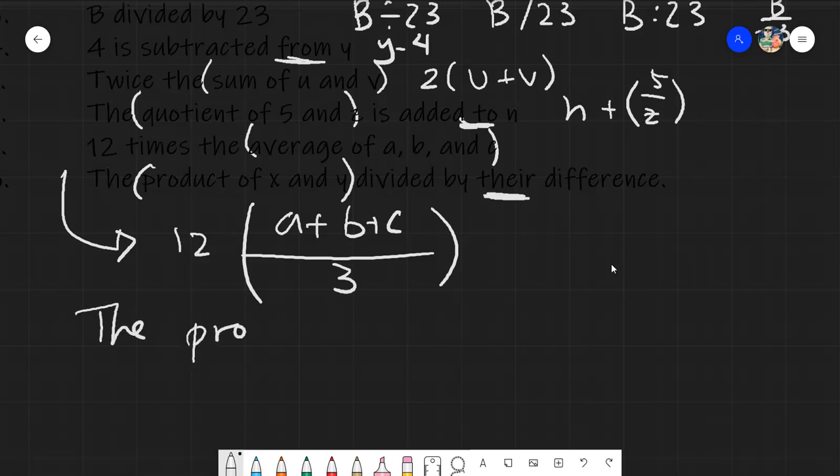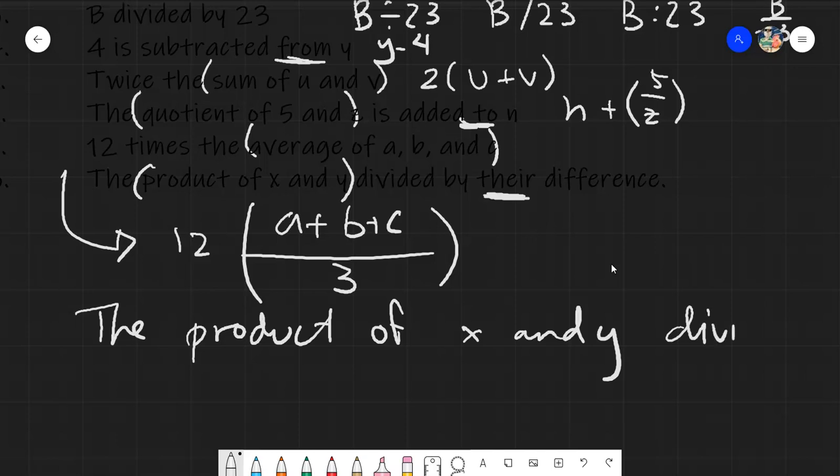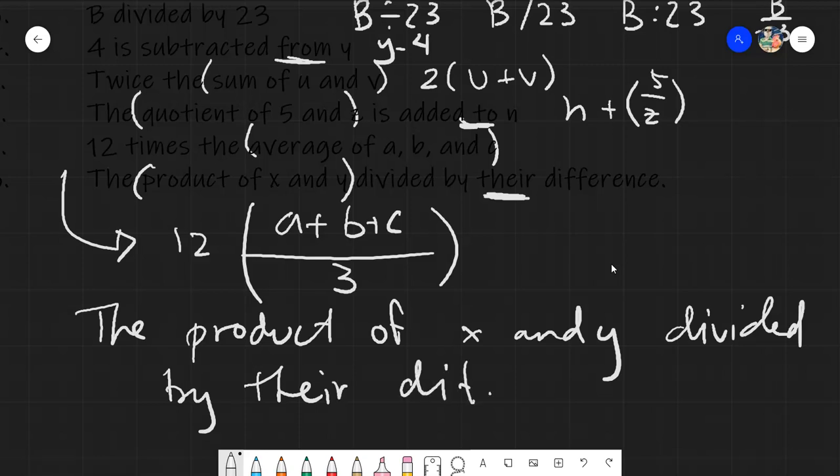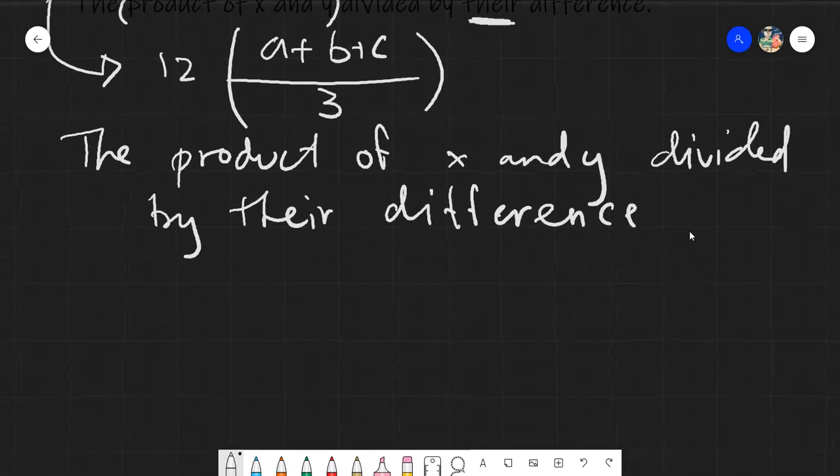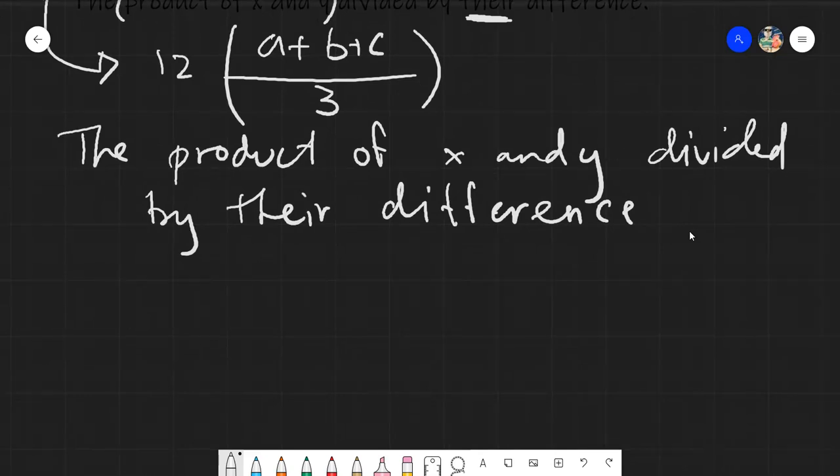The product of X and Y divided by their difference. Okay. So again, this is where English comes in, and this is where English becomes very important. The product of X and Y. So that's easy. Because this is one group. The product of X and Y. So one group, X and Y. Okay.